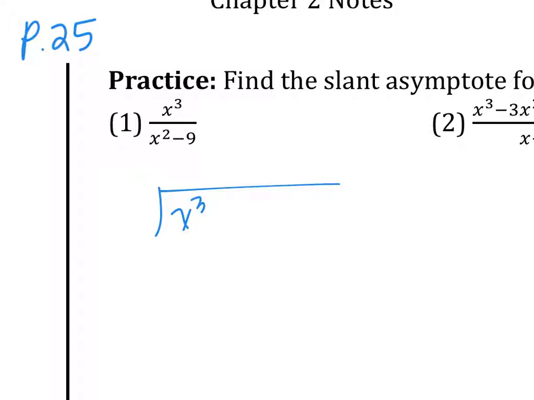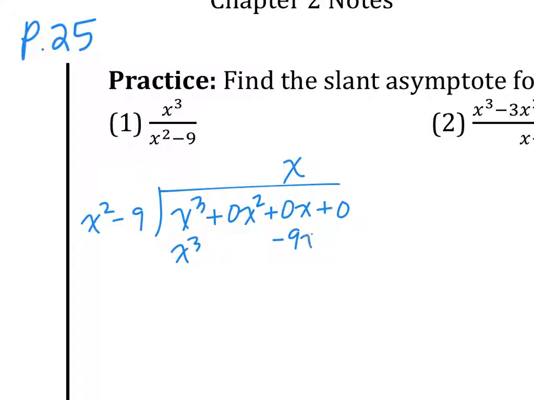So x cubed plus 0x squared plus 0x plus 0, and we're dividing by x squared minus 9. Okay, so you ask yourself, x squared times what is x cubed? X, yes. So this is x cubed minus 9x, subtract 9x.